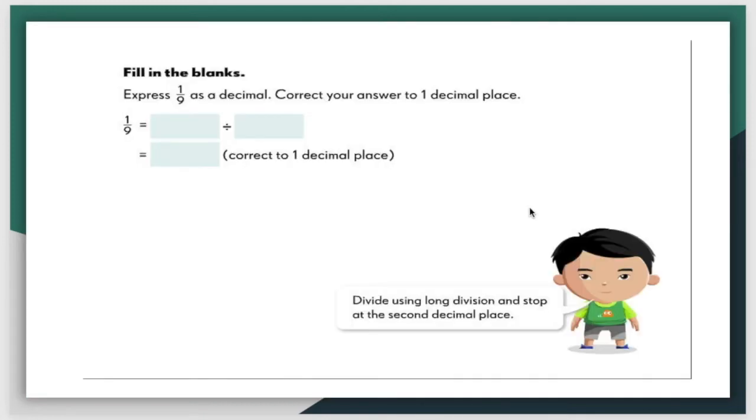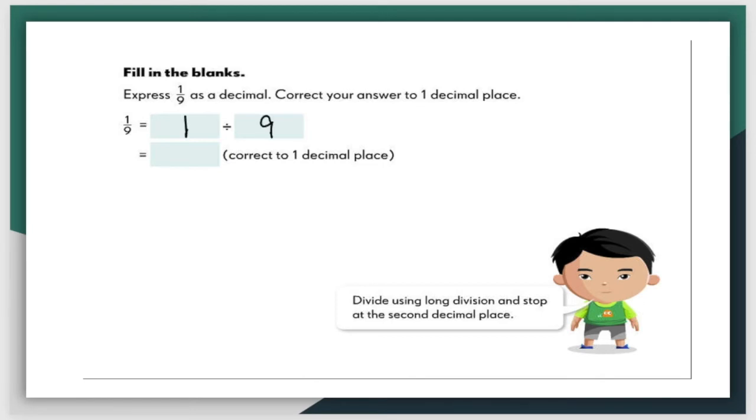Now, it can happen that fractions cannot be renamed with a denominator that is a power of 10. So in that case, we will have to use the long division process. So 1 over 9 is the same as 1 divided by 9.